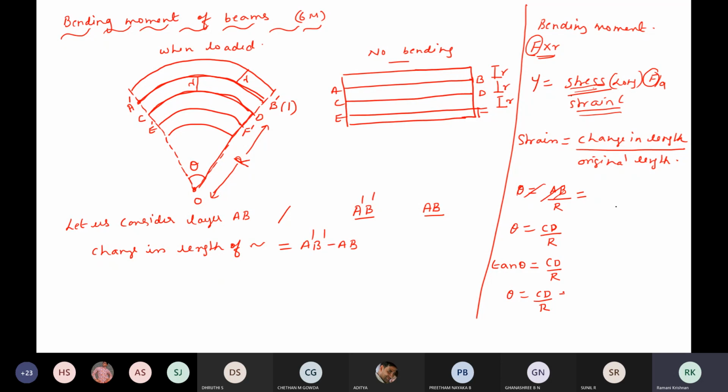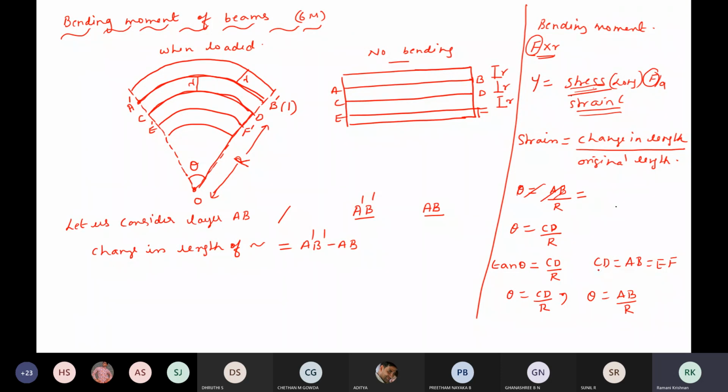And when load is not applied, this CD is equal to AB is equal to EF, isn't it? When load is not added. So now can I write theta is equal to AB by R also when load is not applied? Okay. So theta is equal to AB by R. Did you understand this? Any angle here, see here, theta is opposite side by the adjacent side. Okay, so theta is equal to CD by R.